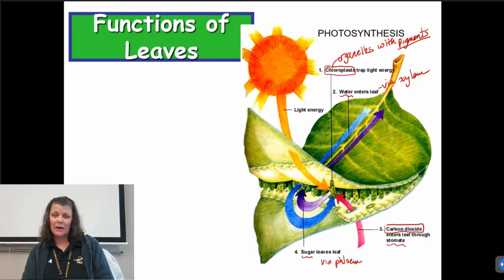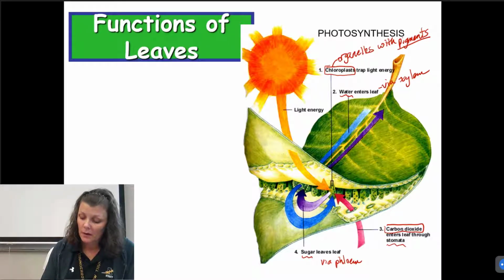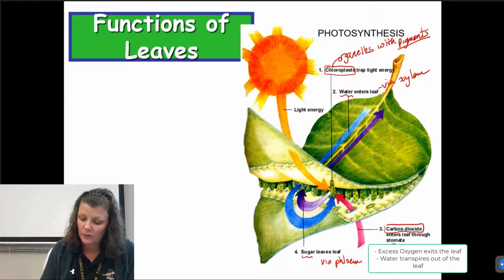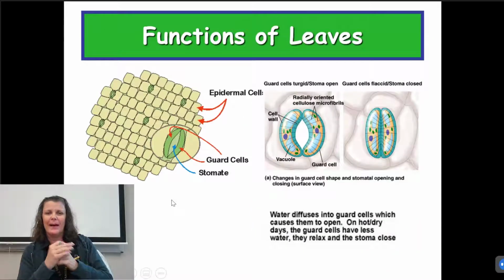What else are the stomata good for? Not only does carbon dioxide come in through the stomata, we know that excess oxygen is going to leave the leaf, and water is going to exit the plant through the stomata as well. Let's talk about how that's happening at the stomata.